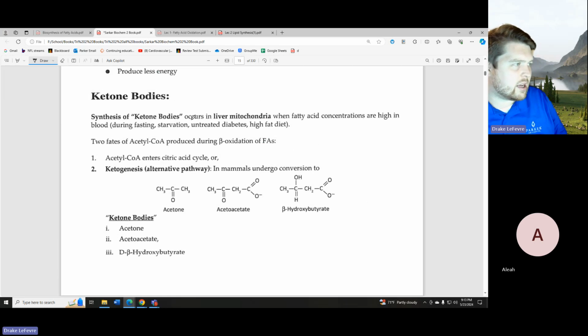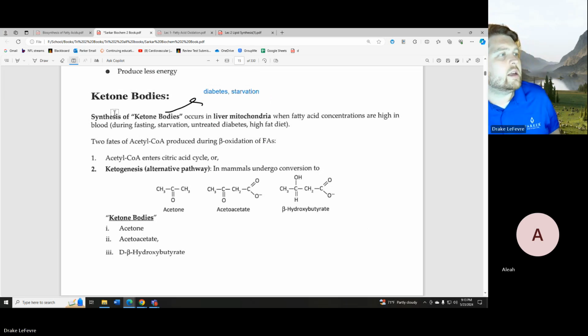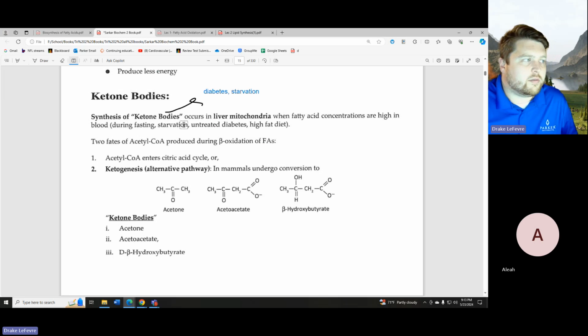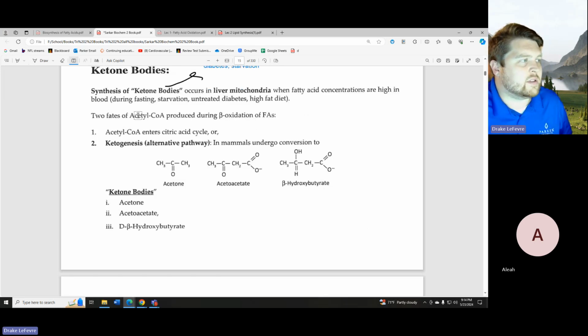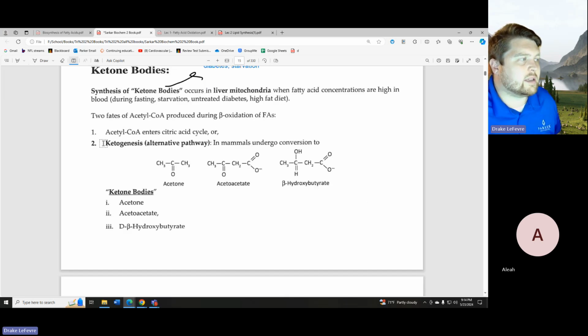So the synthesis of ketone bodies, remember we talked at the very beginning, the ketone bodies when we have diabetes or we're in a starvation state and we have no more glucose to break down and to use. We make ketone bodies to substitute to keep ourselves alive. And that occurs in the liver mitochondria when fatty acid concentrations are high in the blood, either during fasting, starvation, untreated diabetes, or with a really high fat diet. 2 fates of acetyl-CoA produced during beta oxidation of fatty acids: the acetyl-CoA enters the citric acid cycle, or you can get ketogenesis, which is an alternative pathway.